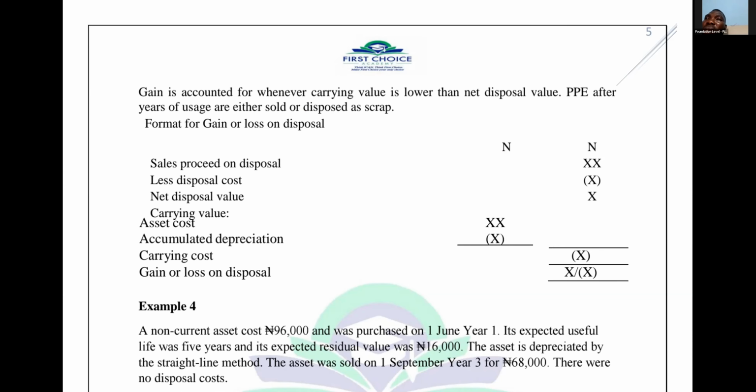Very valid question to ask yourself. So the question is, how do you calculate your gain? How do you calculate your loss? How do you know if you are making a gain or you are making a loss? So the way to know is we calculate.